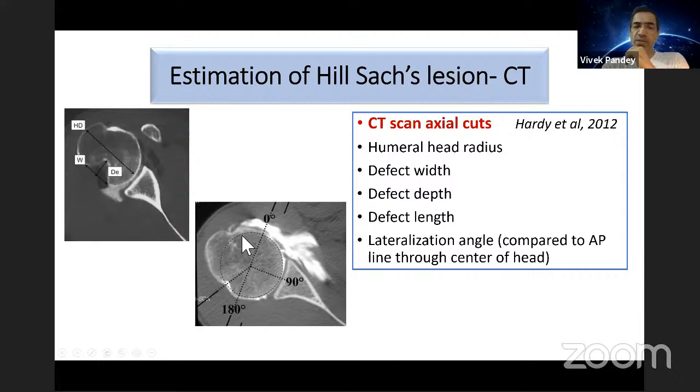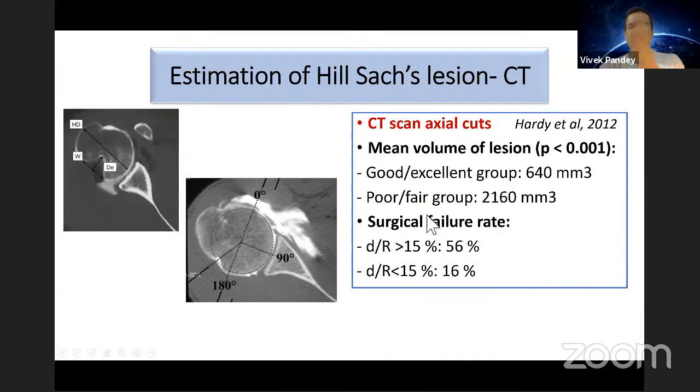So you can measure the head of the radius of the humeral head, defect width, defect depth, length, lateralization angle, and so many things, which again, as an orthopedic surgeon, I'm not really bothered about at the moment. I just want my radiologist to give me the measurement test, tell me, is it a significant Hill-Sachs lesion or is it not, as Nilesh was very categorically pointed, because I have no time to sit and do all these indices.